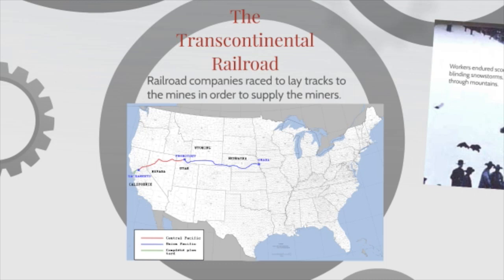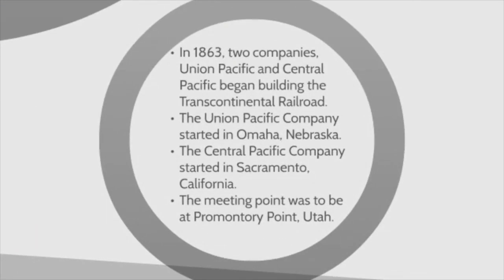You see this squiggly line starts in Nebraska, goes to Utah, starts in California, and goes to Utah. Now, the Transcontinental Railroad, transcontinental meaning it goes across the country, across the continents, was made by two companies. You have the Union Pacific Company and the Central Pacific Company that start building the Transcontinental Railroad. Union Pacific starts in Nebraska and goes to the middle point, which is Utah, and the Central Pacific starts in California and goes to the meeting point in Utah.